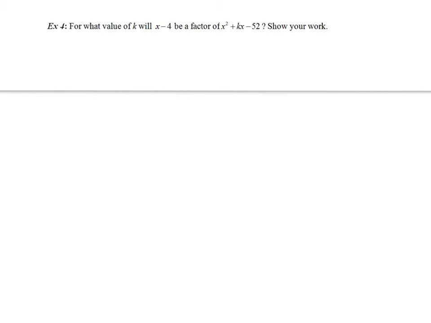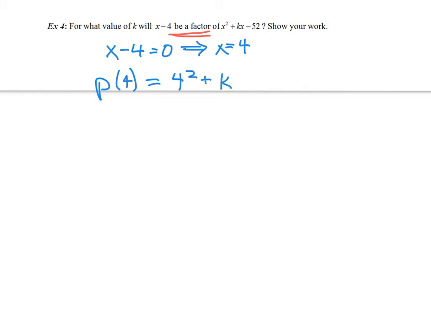The remainder theorem can also help us solve other types of problems. In example number 4, it says, for what value of k will x minus 4 be a factor? If I want it to be a factor, first of all, I'm going to solve for the root. So I'm going to say x minus 4 equals 0, so the root that I'm going to use is x equals 4. When I'm using the factor theorem, I have to have the root number to be able to put in. So I'm going to find the function value p of 4 for this function: 4 squared plus k times 4 minus 52.